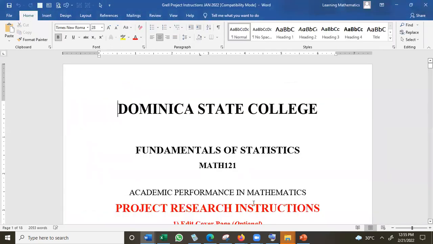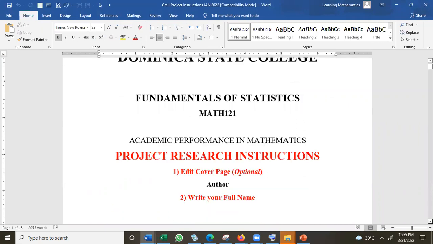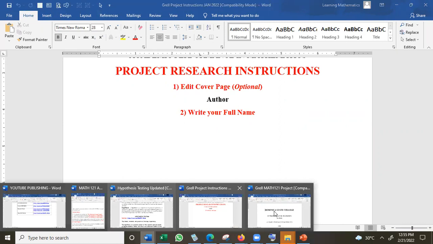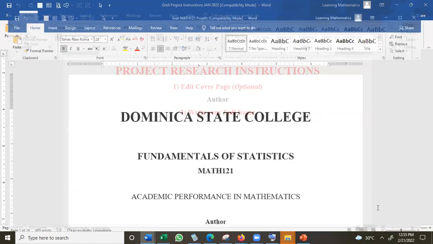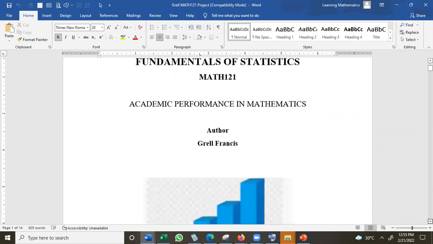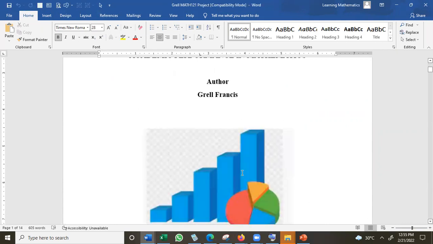I deliberately put a big bold project instructions. It says the first thing you have to do is to edit your cover page, write your name. So I said I'm doing this project with you all first time, and that's a good thing because it's a real project because I'm using real data. I wrote my name and I put a clip art.